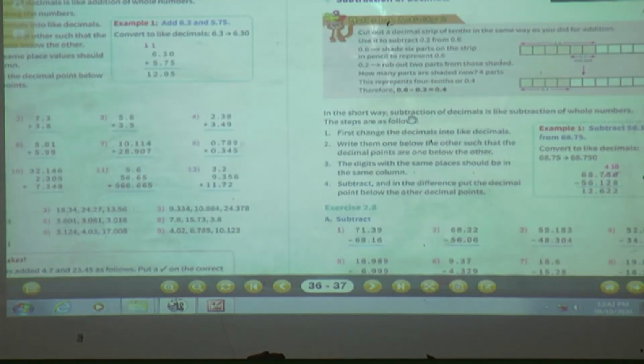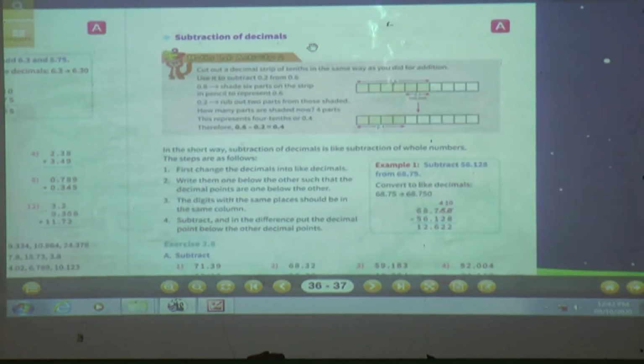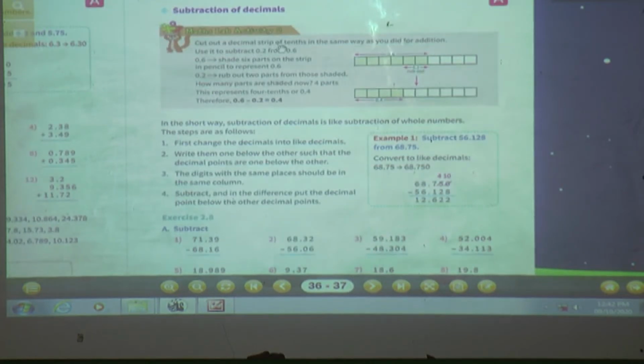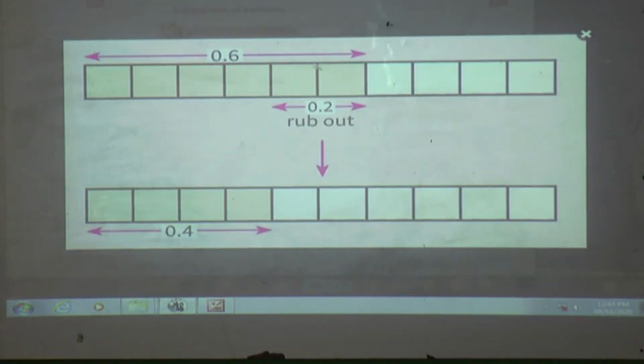Now we are going to see subtraction of decimals. Now they have given one activity. Now cut out the decimal strip of tenths in the same way as we did for addition, isn't it? Yes. So use it to subtract 0.2 from 0.6. So what do you have to do first? 0.6, shade 6 parts on the strip. See, you have to take one strip and divide it into 10 equal parts. Then what you have to do?